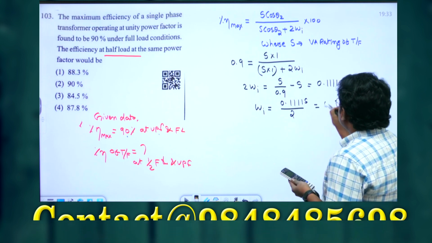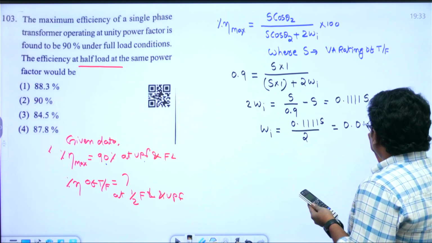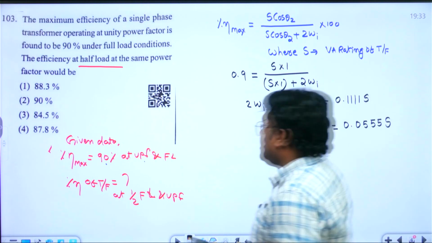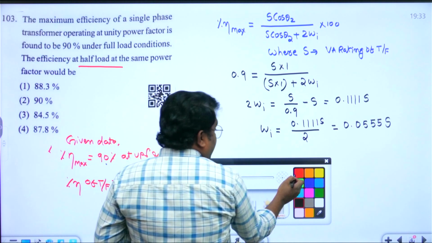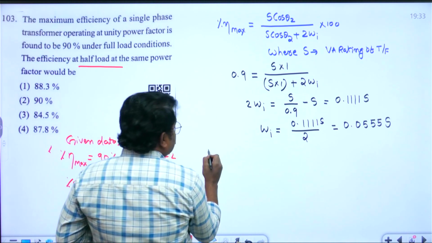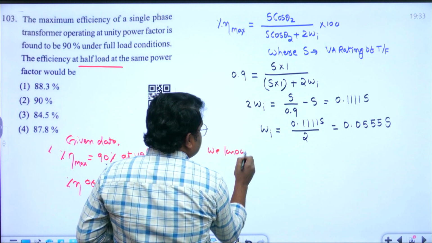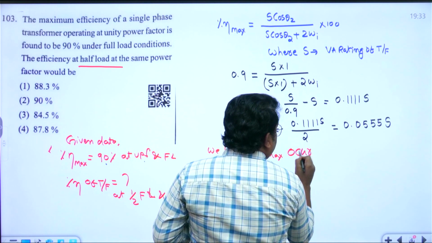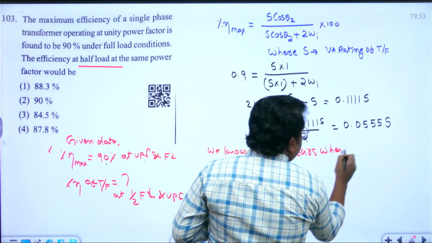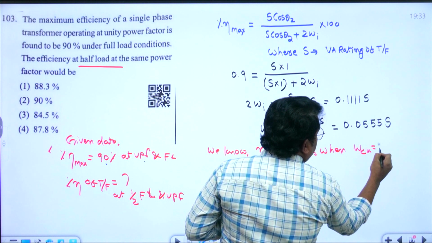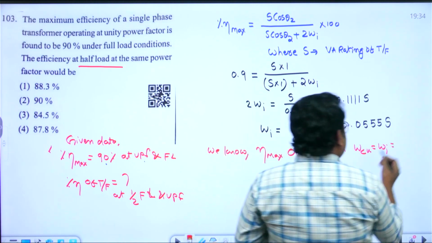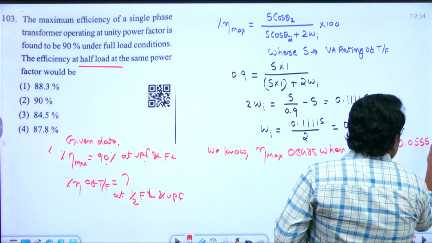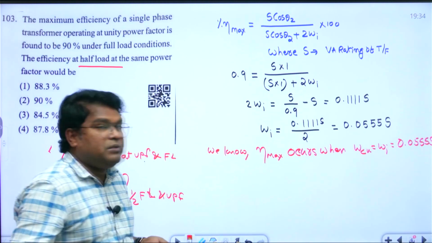So it is equal to 0.0555 S. This is the iron losses of the transformer. Now, the maximum efficiency occurs when the copper losses are equal to iron losses. So copper loss equals iron loss, which means 0.0555 S, where S is the VA rating of the transformer.